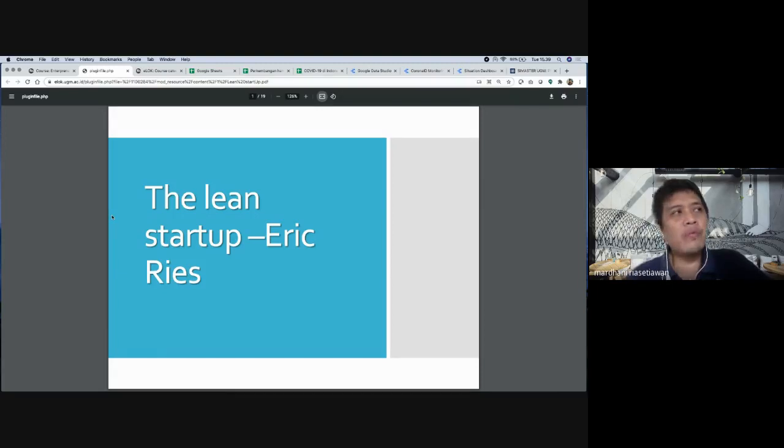Previously, before we had the Lean Startup, we were very busy when we wanted to prepare and develop a business unit. We needed to have a lot of things, a lot of matters to prepare, and a lot of calculation before we executed any action. So based on the experience at that time, the Lean Startup came and became one of the good models, especially in the early stage, for developing a startup.